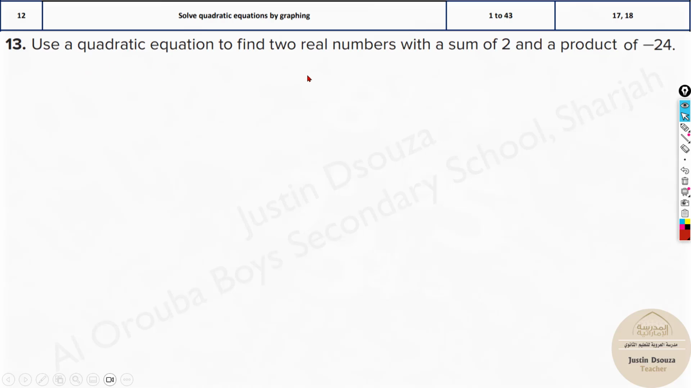Use a quadratic equation to find two real numbers with a sum of 2 and a product of minus 24. So that means we have two real numbers. If I take x and y as two real numbers, when I add them up, it must be equal to 2. So let me write both these numbers in terms of one. Let me leave x as it is. Y I will write in terms of x. So I take this x to the other side, y is equal to 2 minus x. So I can write one number as x and one more as 2 minus x.